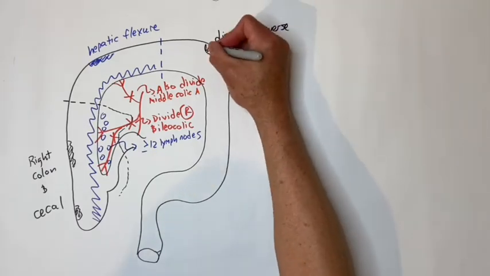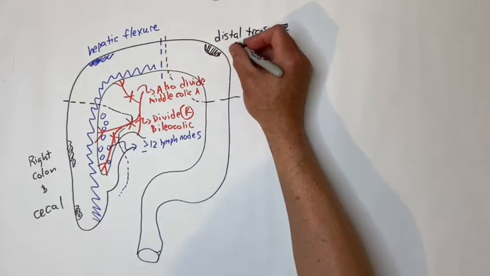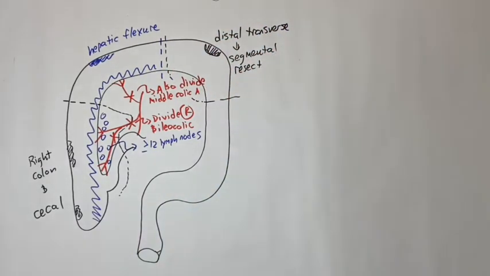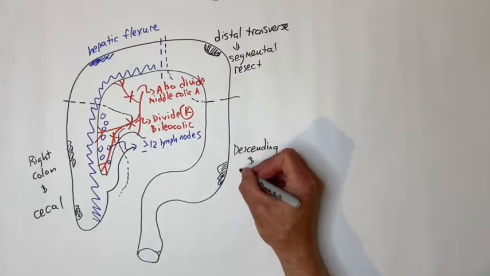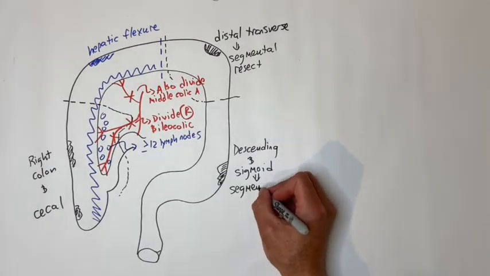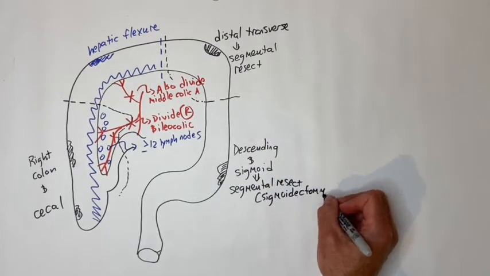A distal transverse colon cancer can be removed with just a segmental resection. In the descending and sigmoid, just a segmental resection with reanastomosis usually works. We will talk about rectal cancer surgery shortly.